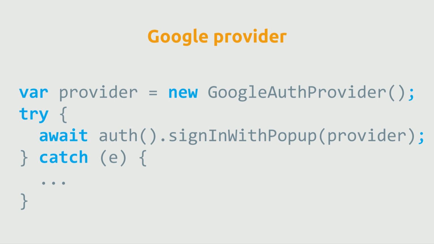You can also have other providers. There is one for Twitter, GitHub, Facebook. You can implement your own, or you can implement an email provider if you want to have the standard email, login, logout, and so on.